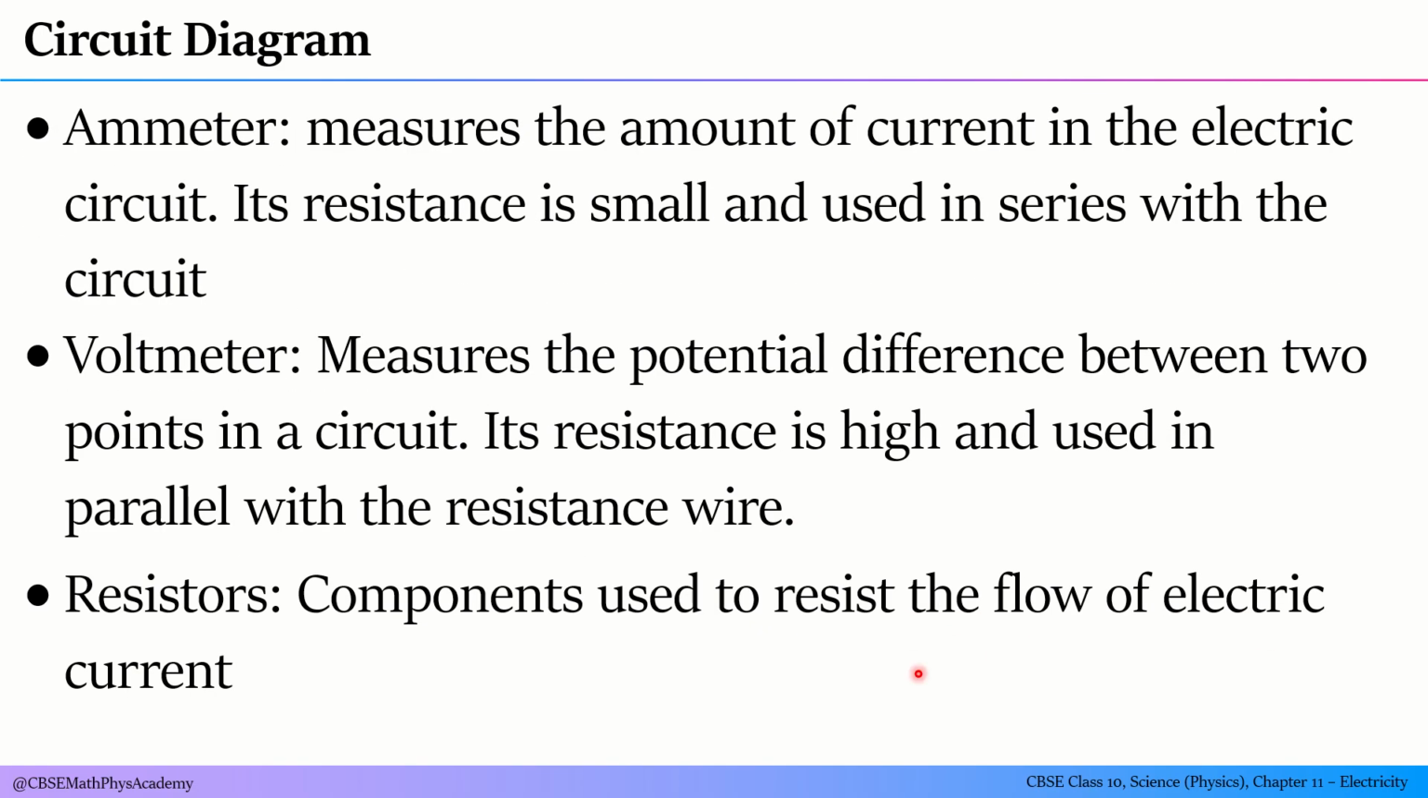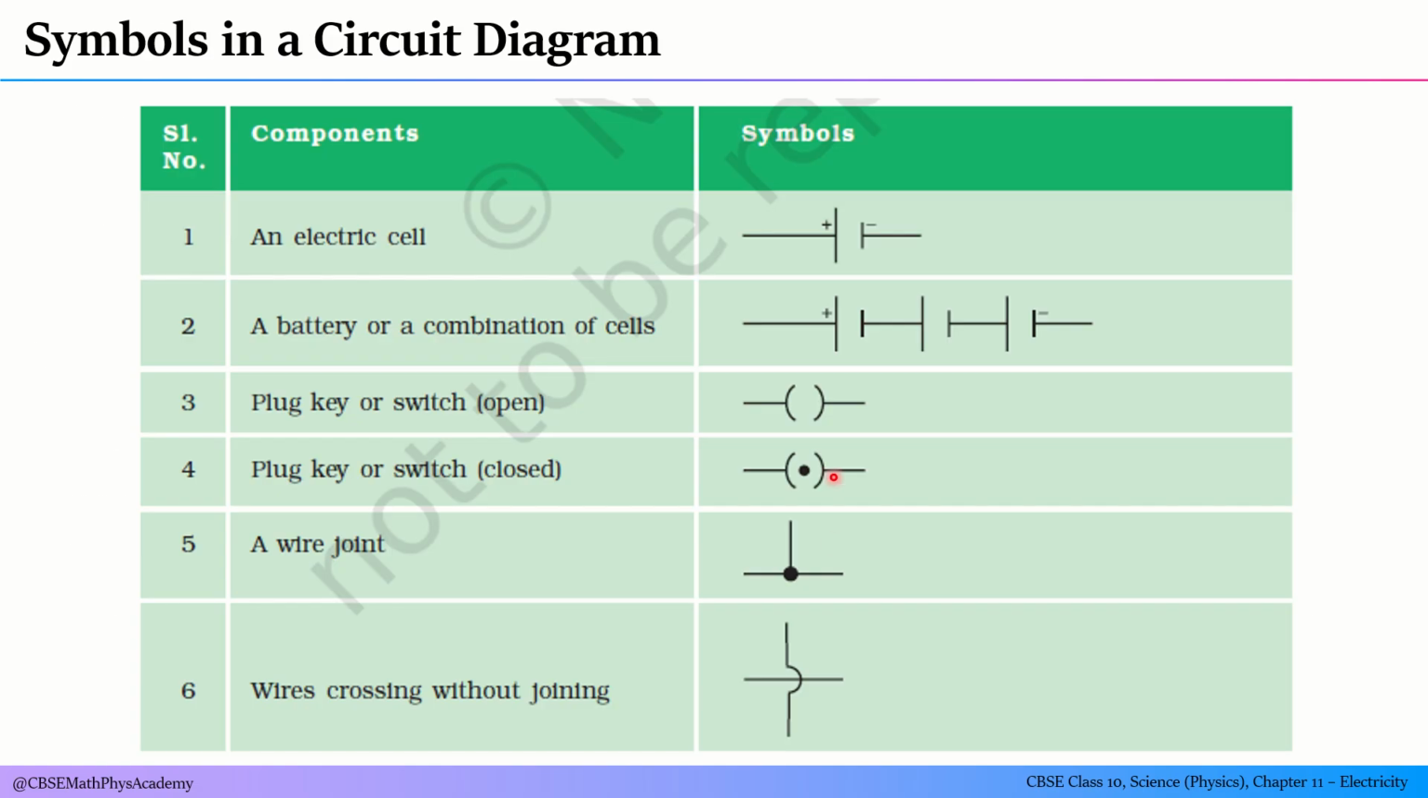Ammeter, this is one more component which is used to measure the flow of current in an electrical circuit. Voltmeter measures the voltage between two points in a circuit. Resistors, we need to understand more in a subsequent video. For the moment, please limit your understanding to the fact that a resistor resists the flow of electric current. So these are the different symbols by which the components are represented.